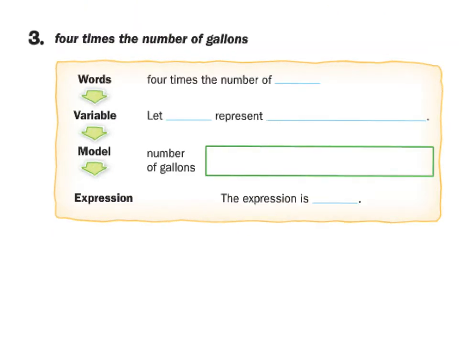Try another one. I see 4, and I see the word times, which means multiplication, and the number of gallons. We're talking about gallons, so I'm going to use G.